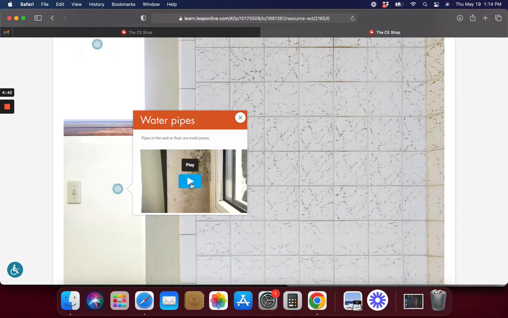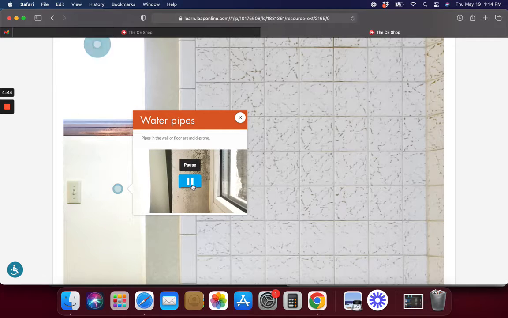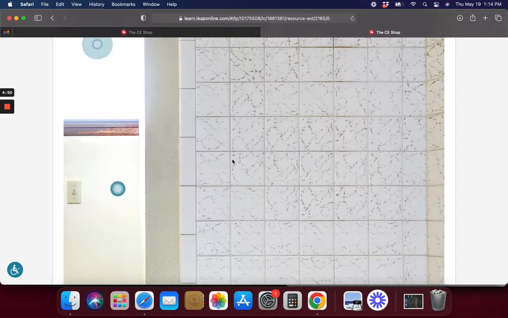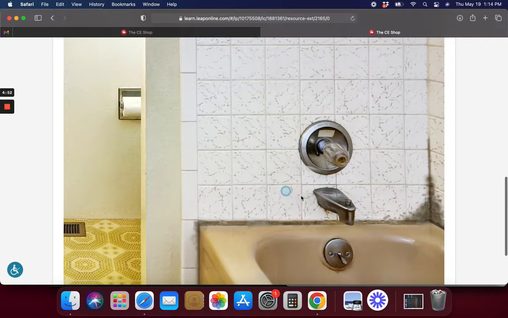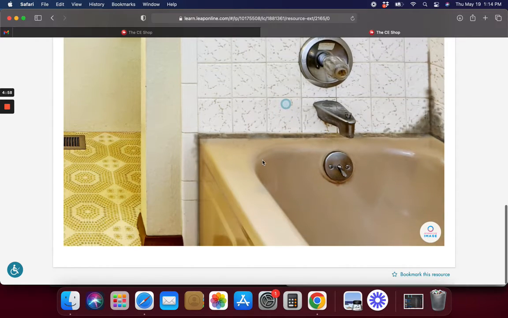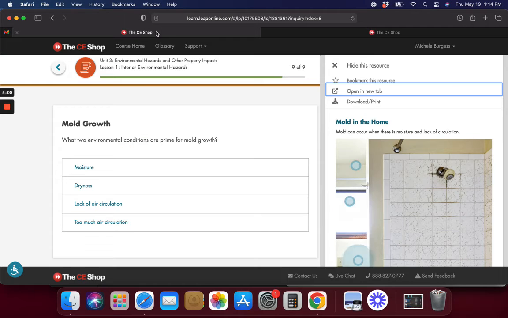Water pipes. Let's click on one of these videos and see what happens here. Oh, it's just going in. Okay, that's all. All right. I was getting afraid because if they play music, then I gotta turn it off. Bath mold. All right, that's pretty neat. I love my little pictures.